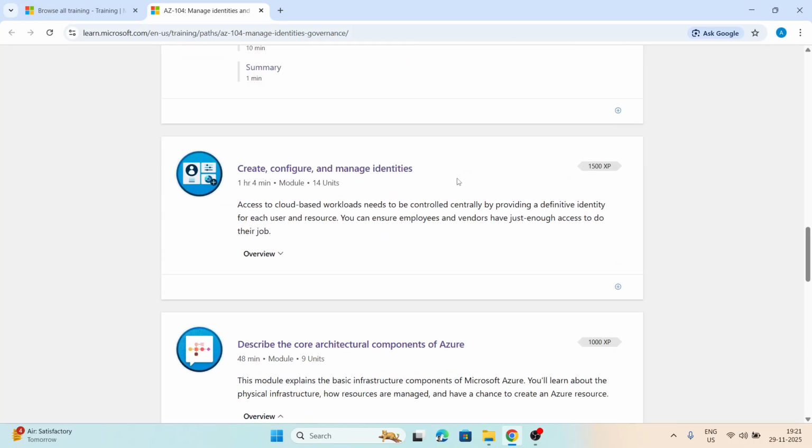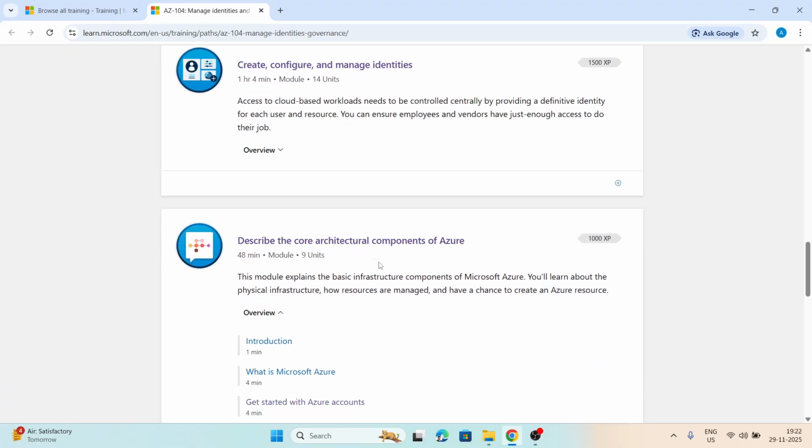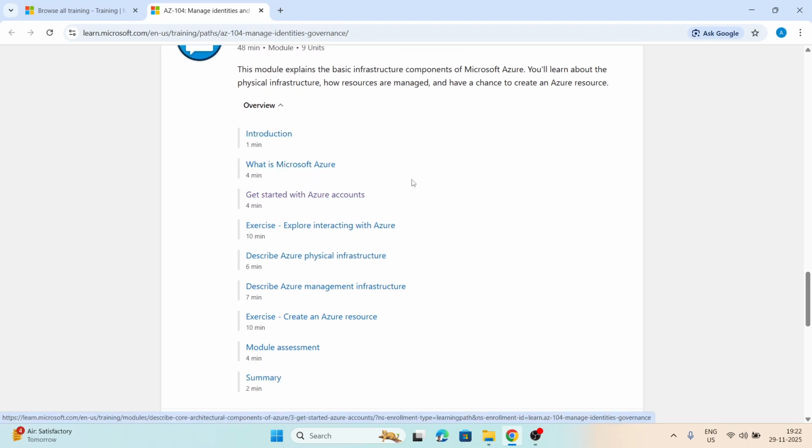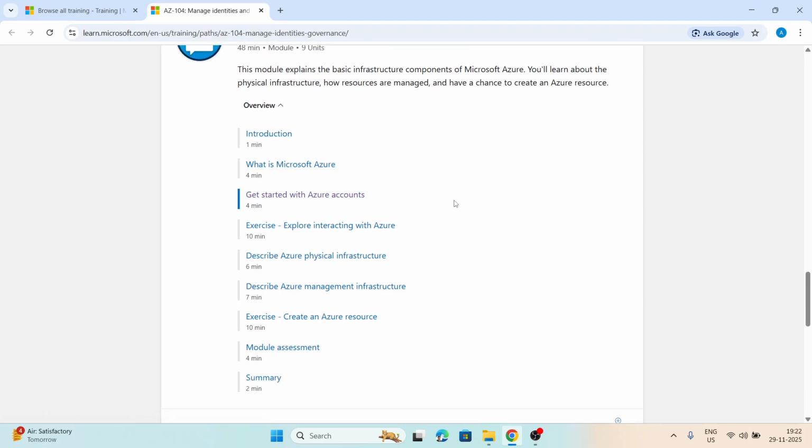So till now, I had covered this module, create, configure and manage identities. Today I will start this module, describe the core architecture components of Azure. So here it says what is Azure. We know that we can get the services on a rent from Microsoft.